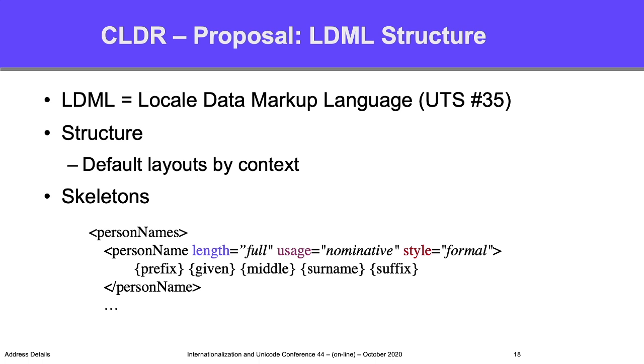Person name. So this would be an example for English. For context, a skeleton of length full, usage nominative, and style formal, which in English would be presented with prefix, given, middle, surname, and suffix. Pretty much the whole name except the nickname.